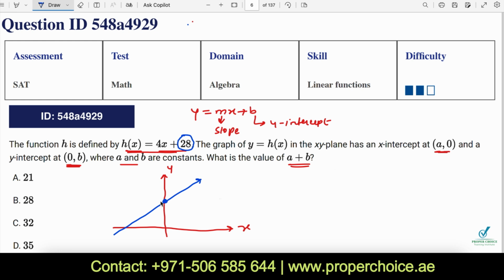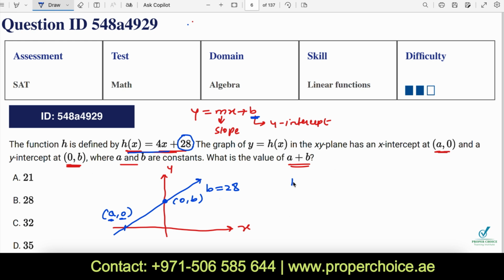So they are saying this coordinate is 0 comma b. The value of b in this case is going to be 28, because that itself represents the y-intercept. Now the line is also crossing the x-axis at this point. The coordinate point here is a comma 0. So how do we solve for the a value? Substitute a in place of x and 0 in place of y, or h of x, in the given function's equation, and then solve for it.